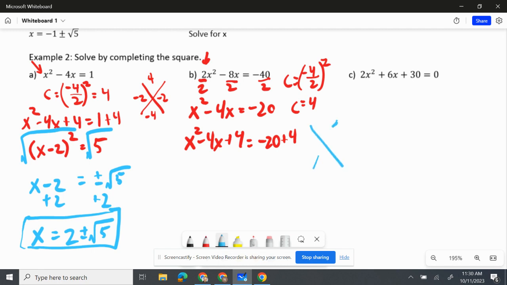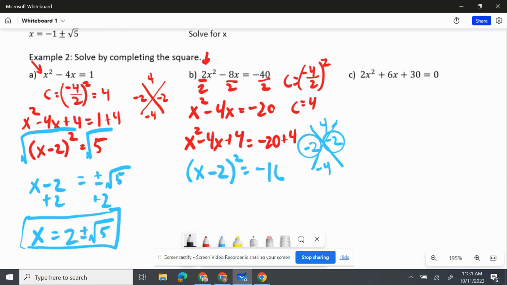We're going to factor. Two numbers that multiply together give us 4, add up to negative 4. We get negative 2 and negative 2. Remember, if we're doing it correctly, it's always going to be the same number because our goal is to come up with a square binomial.